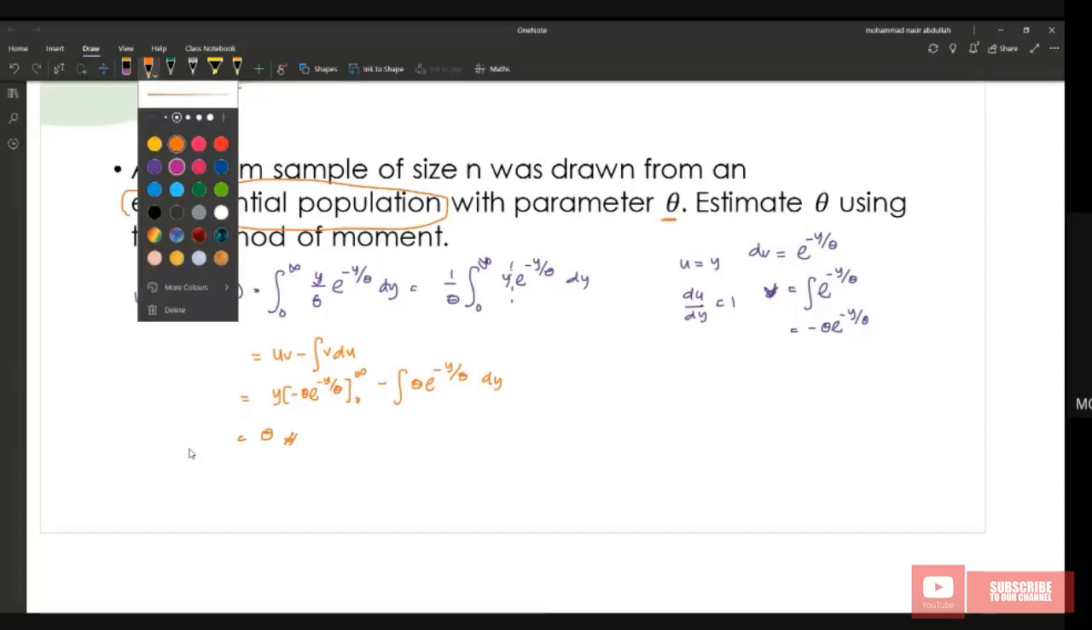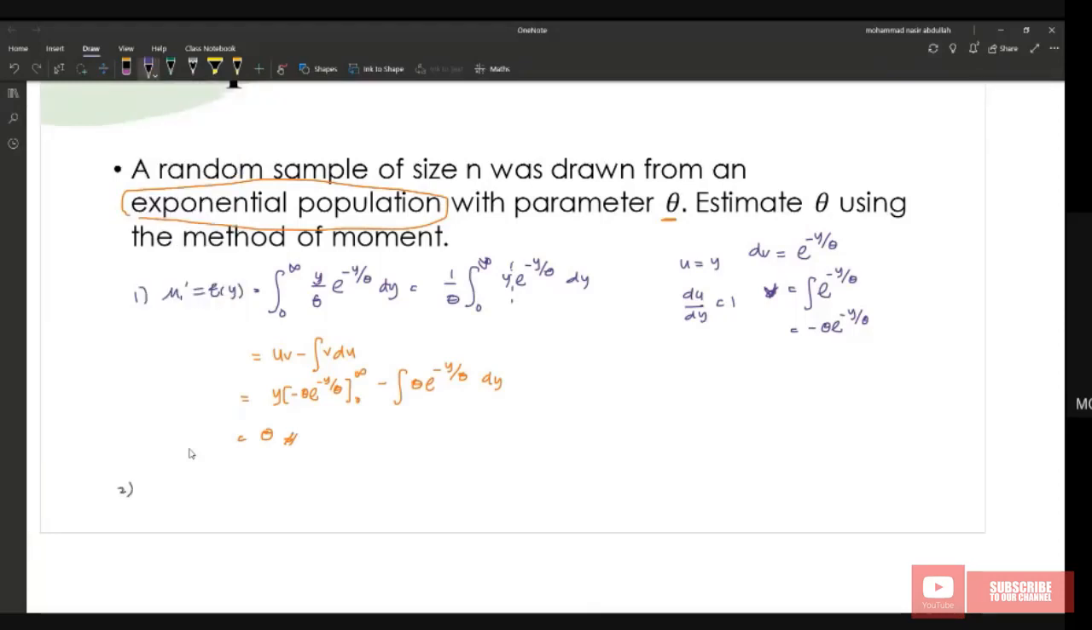And from the second step, we need to find the corresponding sample moment. So the first moment about the origin is equal to the expected value of y, which is y bar, which is equal to the summation of y divided by theta, right?